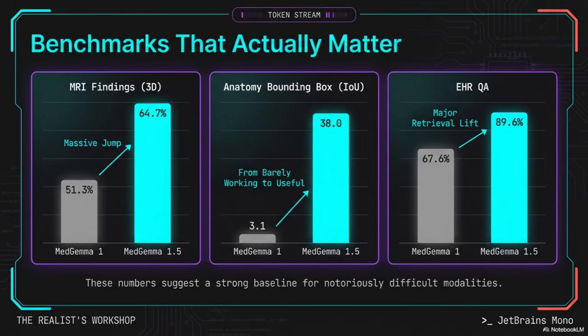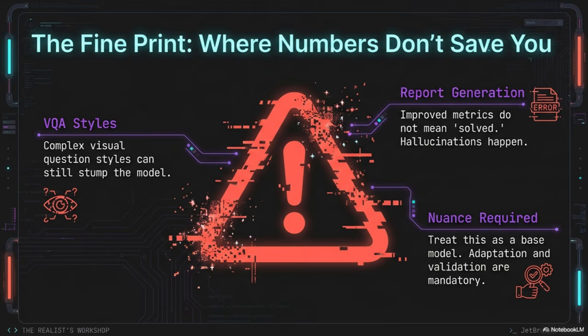It does. Okay, let's move to the proof. The benchmarks and the fine print. Benchmarks are always a rough forecast, but the numbers here signal a pretty major shift in utility. What was the most impressive leap you saw? Well, if we look at where the 3D reasoning improved, the gains were tangible. For CT findings, macro accuracy moved up by a decent 3 points. Yeah. But the MRI findings, they saw a truly massive jump from 51.3 to 64.7. Wow, that's a big jump. It suggests a much stronger baseline for a notoriously difficult modality like MRI classification.